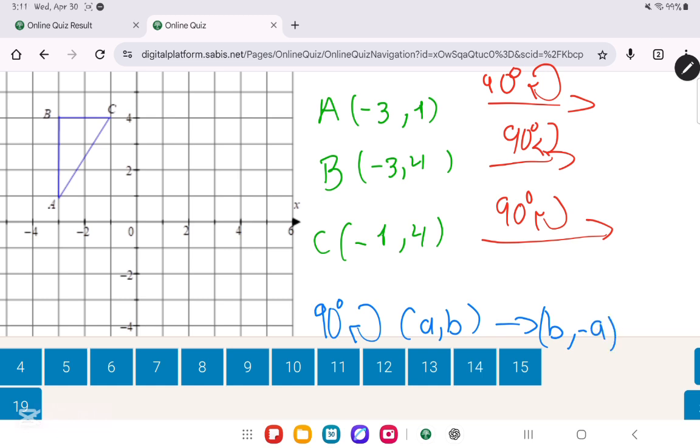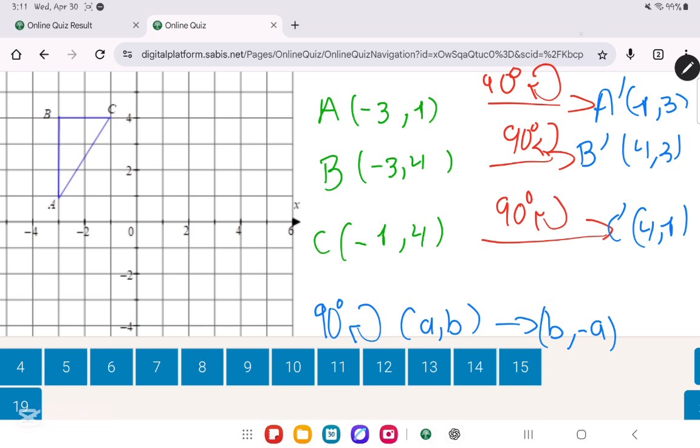Okay, so now let us act like that. First of all, for A, we need to get A prime. A prime will follow the rule of the 90 degrees clockwise. So (A, B) is going to become (B, -A). If you follow that rule, you are going to get (1, 3). For B prime, you're also going to follow the rule. (A, B) becomes (B, -A), so it's going to become (4, 3). And then finally, C will become C prime. It will also follow the rule. So (-1, 4) will become (4, 1). So keep these in mind.